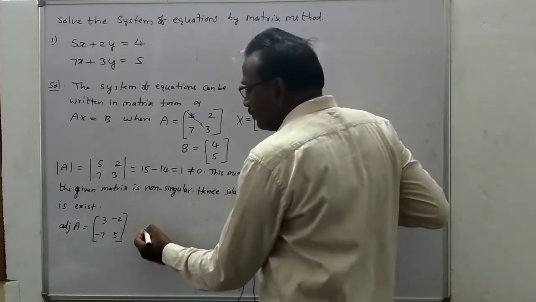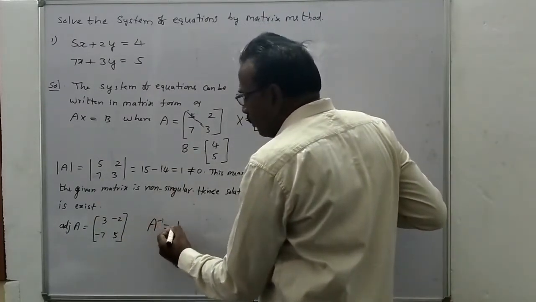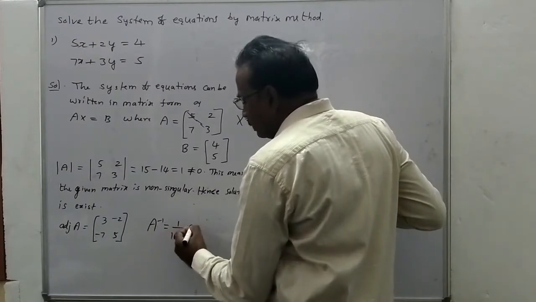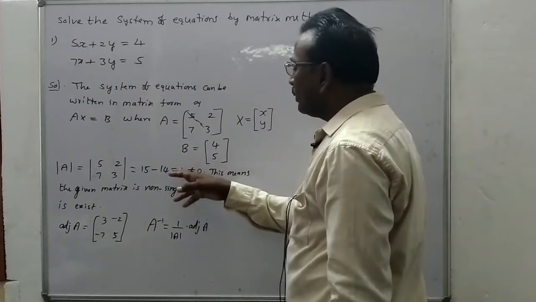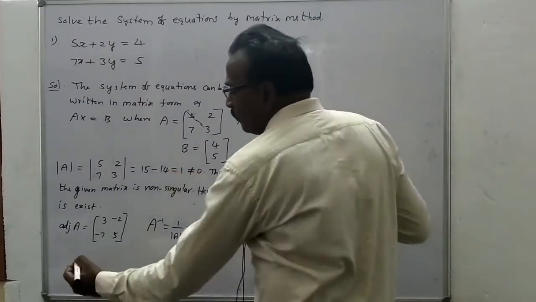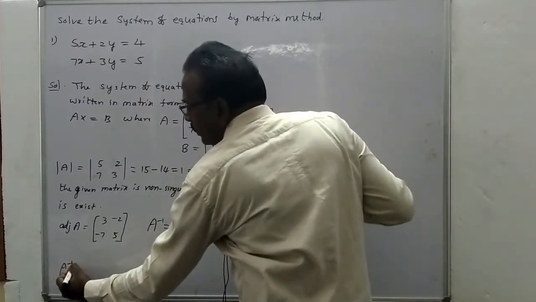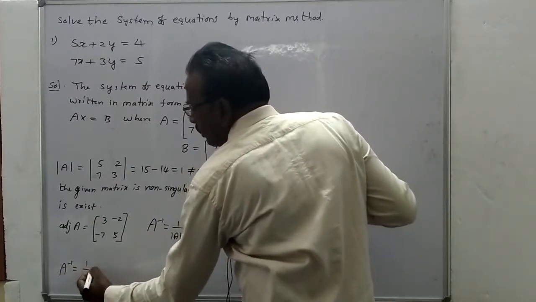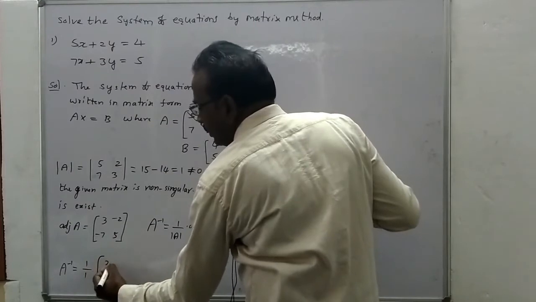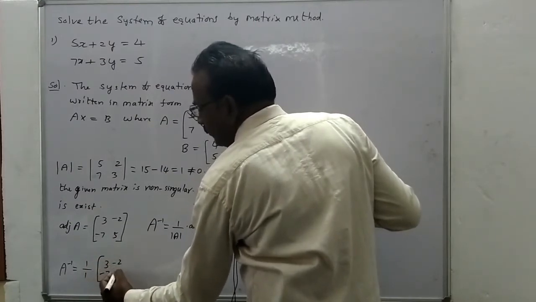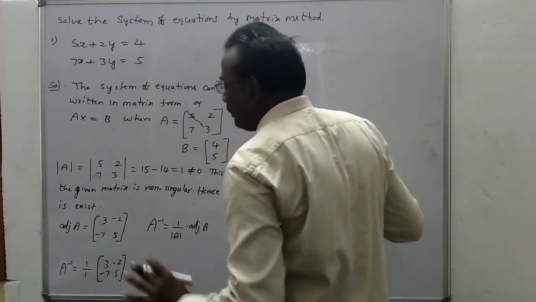Now what is A inverse? What is the A inverse formula? 1 by determinant of A into adjoint A. You know the determinant of A is 1. Therefore A inverse is equal to 1 by 1 into adjoint A, which is 3 minus 2 minus 7 5. So this is A inverse.